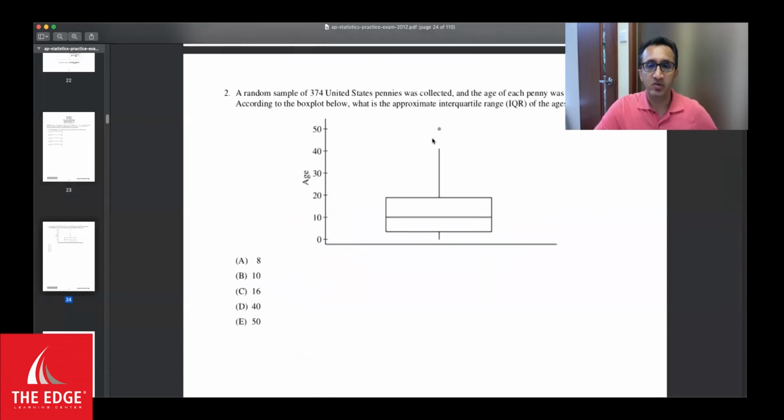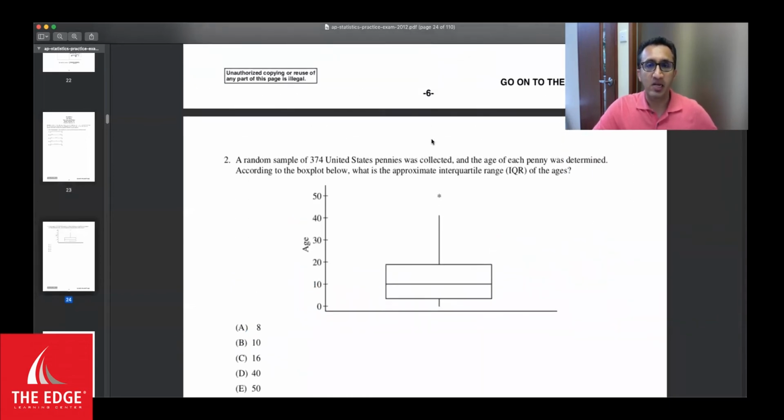Okay, so let's scroll down a bit. A random sample of 374 United States pennies was collected and the age of each penny was determined. According to the box plot below, what is the approximate interquartile range, the IQR, of the ages? Now, if you recall what IQR is, the interquartile range is the difference between the third quartile, which is Q3, and the first quartile, which is Q1.